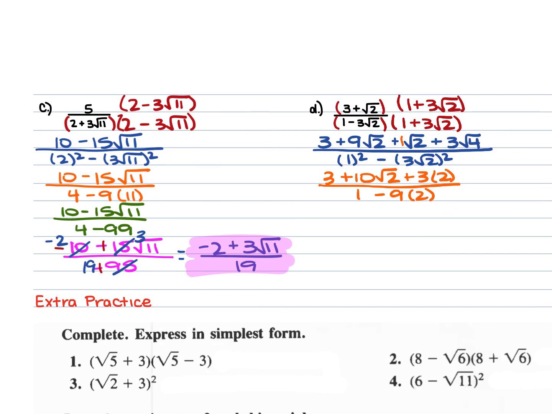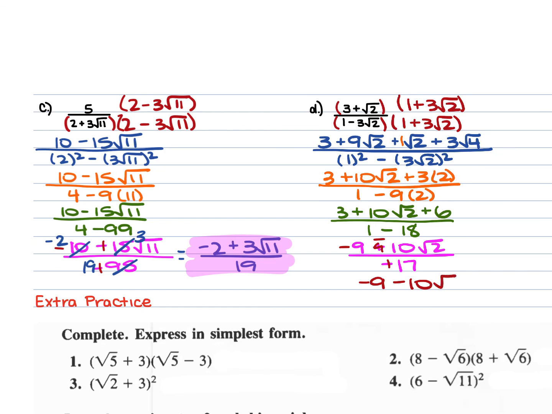Next, we're going to be working with 3 plus 10 square root 2 plus 6 all over 1 minus 18. This gives us 9 plus 10 square root 2 all over negative 17. Work with your sign, change all of the signs. We have negative 9 minus 10 square root 2 all over 17.